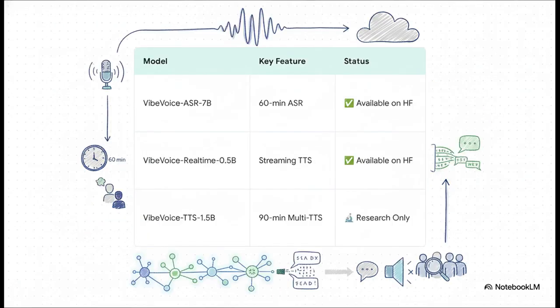Okay, so what can you actually use today? The VibeVoice family has 3 key models. The first 2 you can grab from Hugging Face right now. There's the ASR model, which handles 60 minutes of transcription plus diarization. And there's a super fast, real-time model for streaming TTS. The third one, a crazy powerful 90-minute multi-speaker TTS model, is still in the research phase, but it shows us just how far this tech is going.